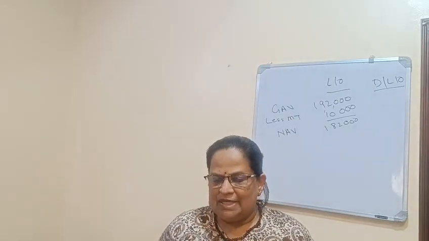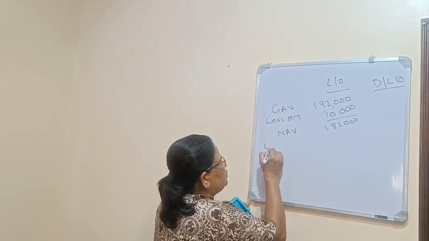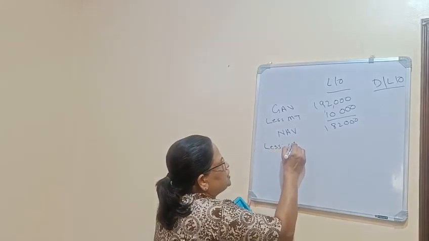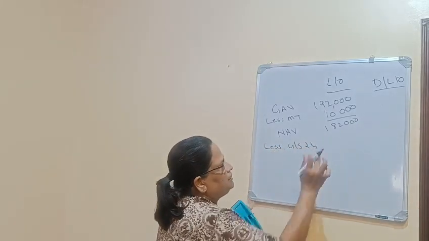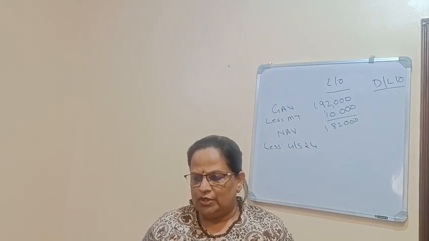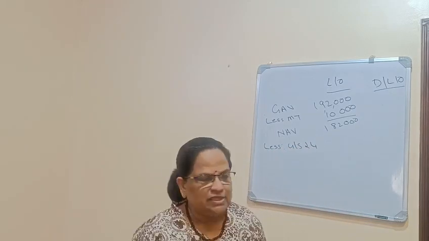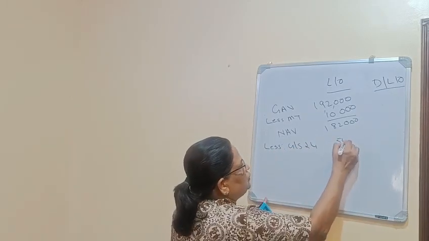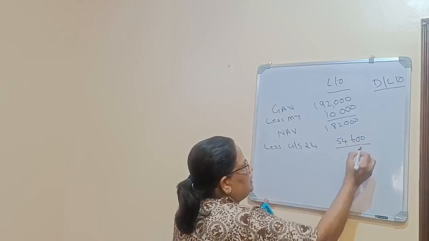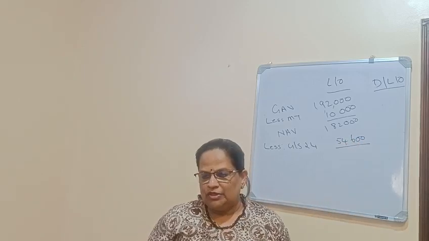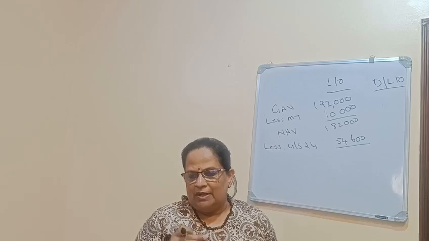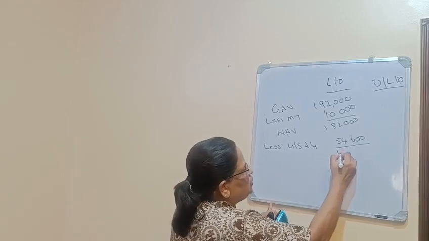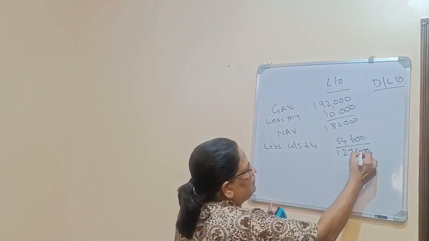1,82,000. Now less standard deduction. 30% less standard deduction under section 24. 30% of 1,82,000. That is 54,600. Now 1,82,000 minus 54,600. Here it is 1,27,400.